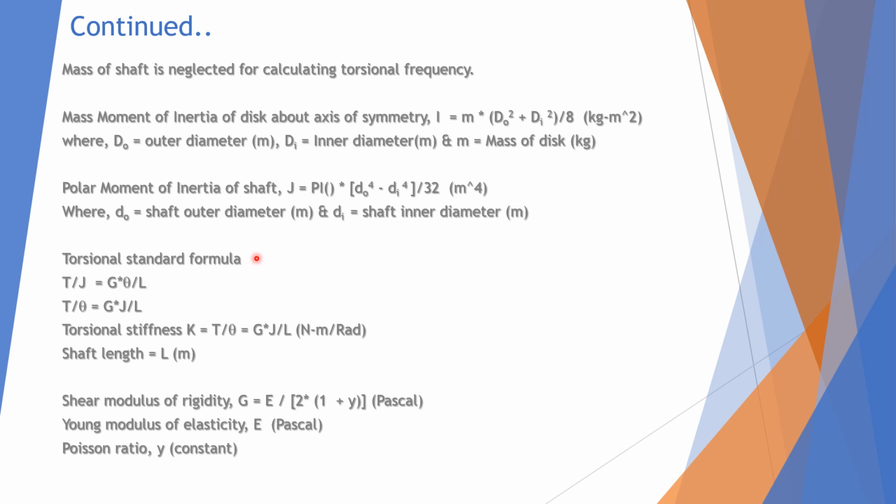Using the standard formula of torsion, we can calculate the torsional stiffness K is equal to GJ by L, where L is the length of the shaft and G is the shear modulus of rigidity, which has a relationship with Young's modulus of elasticity and Poisson ratio.